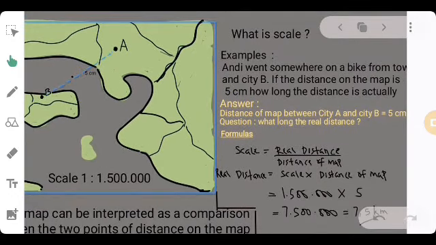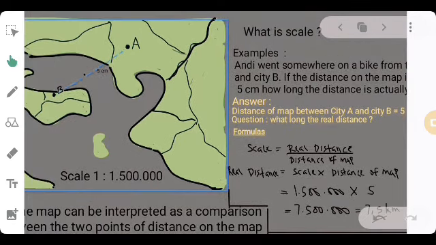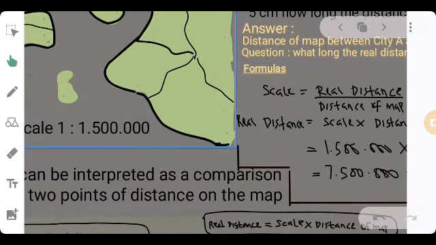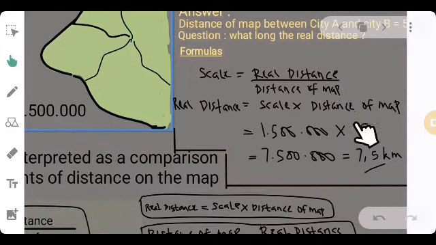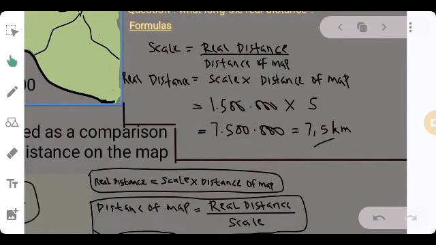Answer: the distance on the map between city A and city B equals 5 centimeter. And the question: what is the real distance? You can find the real distance with the scale. The scale is real distance over distance on the map, so real distance is scale times distance on the map. The scale for the map is 1.5 billion, times 5 is 7.5 billion, and you can convert that to 75 kilometer.